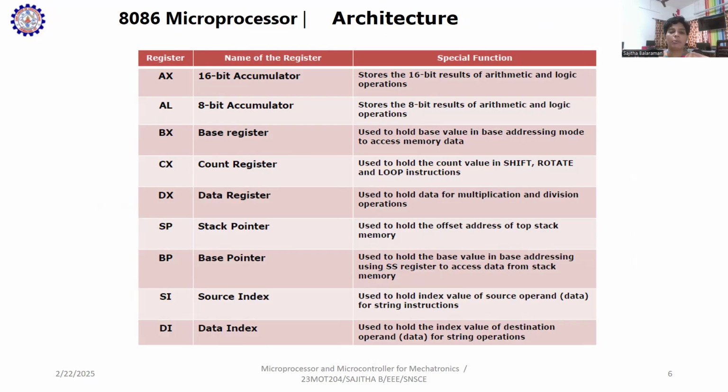SP, the stack pointer, is used to hold the offset address of the top of stack memory, while BP, the base pointer, is used to hold the base value in base addressing using the SS register to access data from the stack memory. SI, the source index, is used to hold the index value of the source operand data for string instructions. DI, the destination index, is used to hold the index value of the destination operand data for string operations.